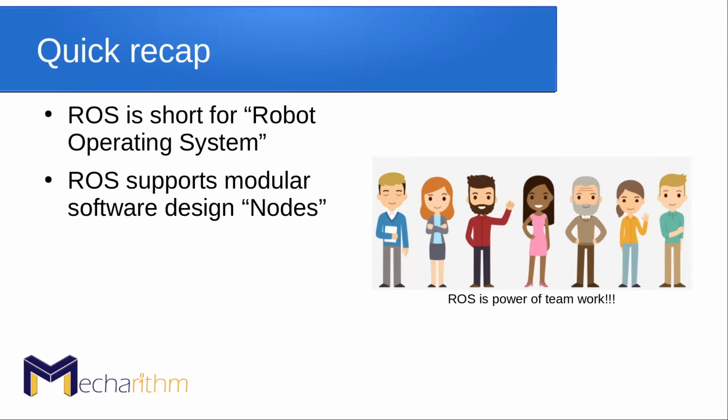Last time we talked about ROS, or Robot Operating System, and we said that the special thing about ROS is that it lets individual tasks work individually, but at the same time cooperatively. If you have a group of people working together on a task, these people work on their individual tasks and at the same time handle the communication between one another. And this is what ROS does, the power of teamwork.